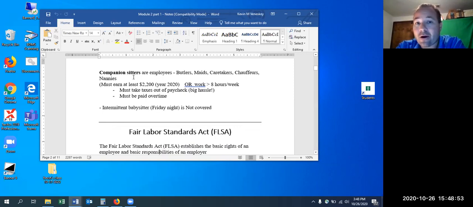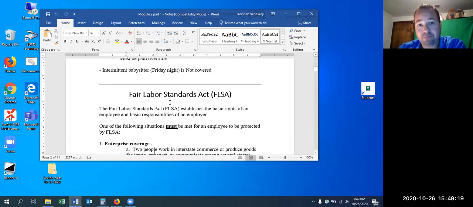Companion sitters are considered your employee if they earn at least $2,200 in the year. That means you have to start taking taxes out of their pay. Or if they work for you over 8 hours per week, they're definitely considered your employee at that point. So they have to be paid overtime, all the kind of things that happen with being an employee. So let's get into that now.